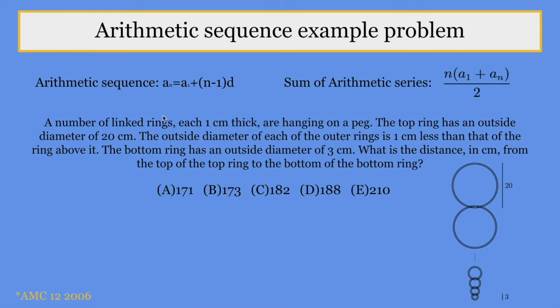An arithmetic sequence example problem, which is from AMC 12 2006, and here's the problem. A number of linked rings, each 1 centimeter thick, are hanging on a peg. The top ring has an outside diameter of 20 centimeters, and the outside diameter of each of the outer rings is 1 centimeter less than that of the ring above it. The bottom ring has an outside diameter of 3 centimeters. What is the distance in centimeters from the top of the top ring to the bottom of the bottom ring?